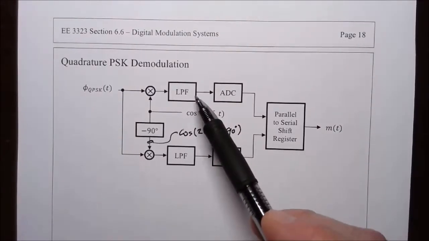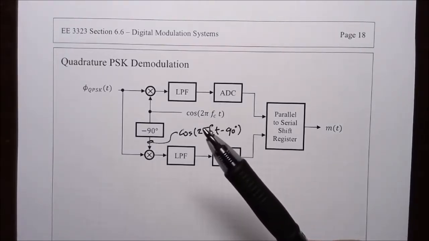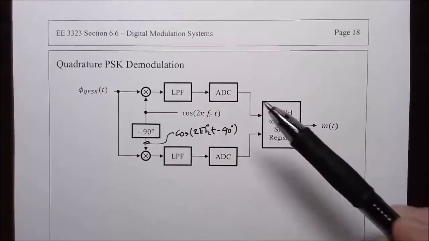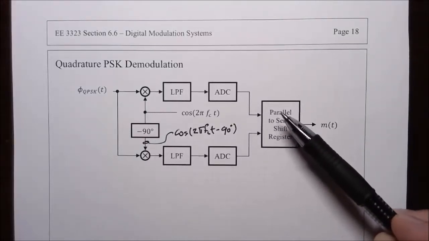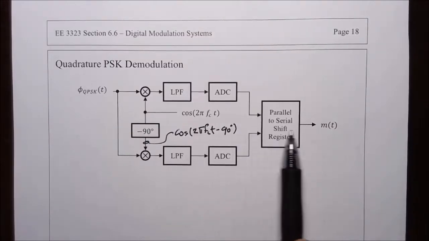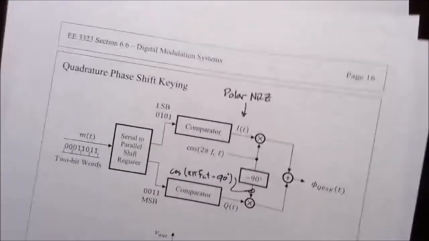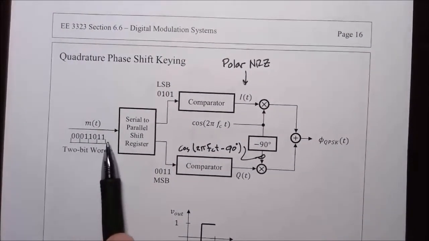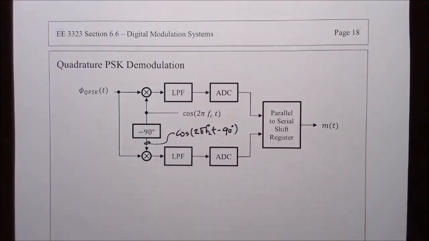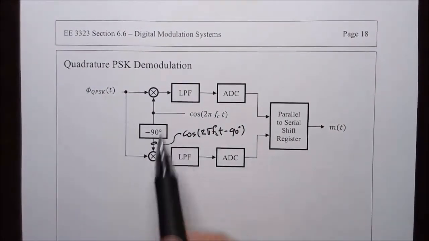We then apply an analog to digital converter, which will produce zeros and ones. The zeros and the ones are fed into a parallel to serial shift register, so we clock in parallel numbers and clock out the corresponding serial numbers, and in this way reproduce the bit stream that served as the input for the modulator. So we have to look at each one of the symbols as it goes through this demodulation.